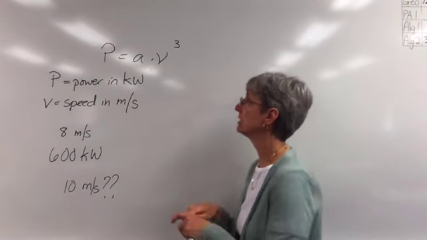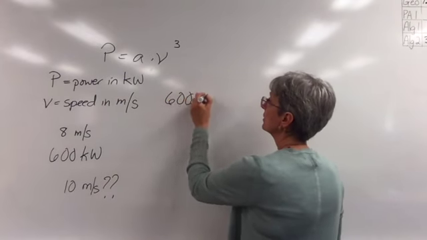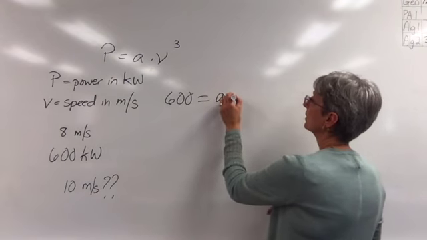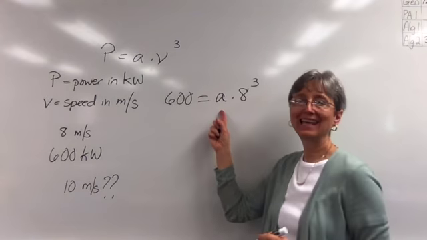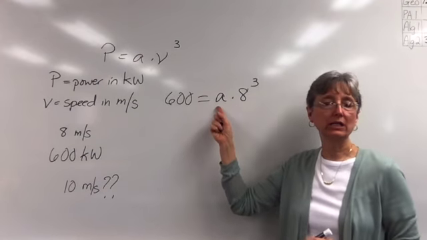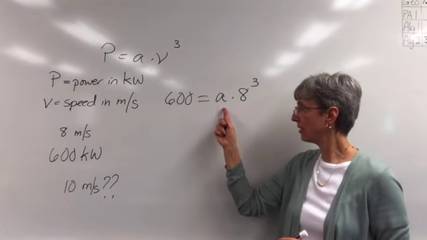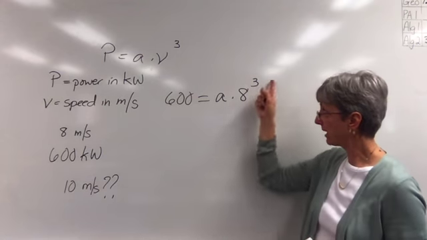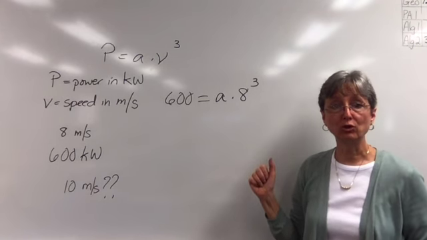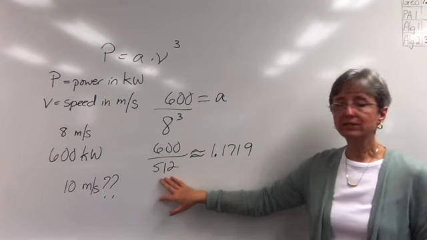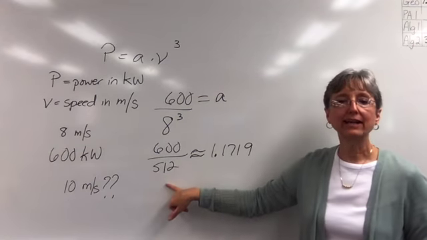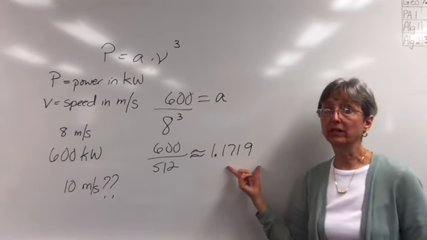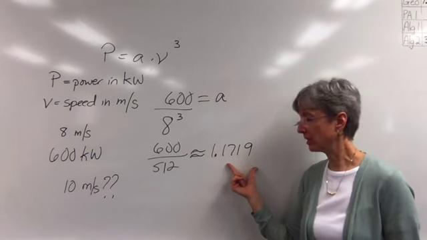Our power is 600 when our speed is 8. We don't know what A is. So that's what we need to solve for. We need to solve for this constant of proportionality. So to solve for A, I'm going to divide both sides by 8 cubed. So 8 cubed is 512. So 600 divided by 512 is about 1.1719. Feel free to go out this many decimal places. That's legit.